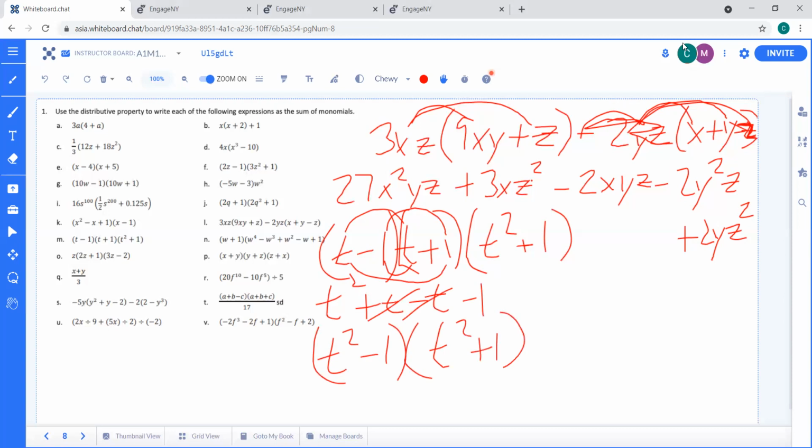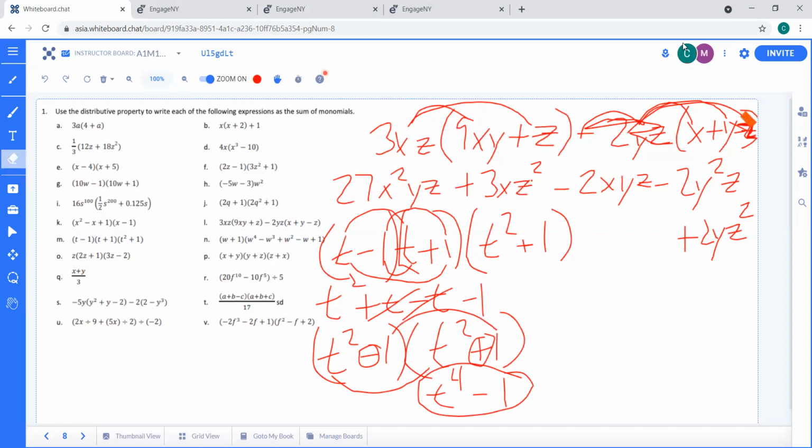And guess what? We have conjugates again. Okay, same term, t squared and 1 in both of the binomials. So now all I have to do is the first and the last, because the middle is going to cancel. That's going to leave us with t to the 4th minus 1. Because if you do the outer and the inner, those will cancel. We love conjugates. Those are quicker.